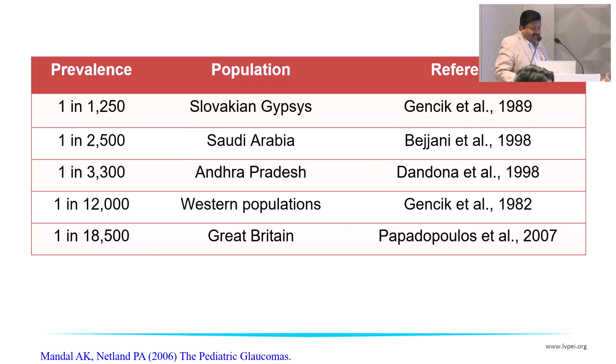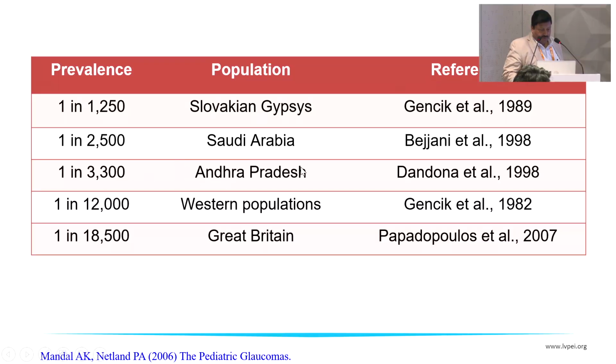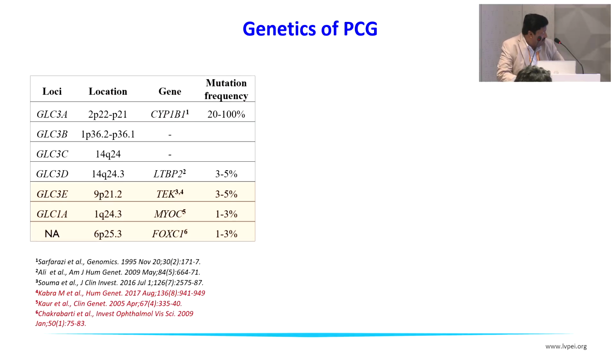We have been interested in this disease because of its prevalence, almost 1 in 3,300 in the state in India where I come from, as opposed to Western countries where it is not a major problem. It almost resembles the prevalence in Saudi Arabians and Slovakian gypsies. The reason for our interest is the population structure, which practices a lot of consanguinity. There is inbreeding, and that raises the prevalence of autosomal recessive diseases.